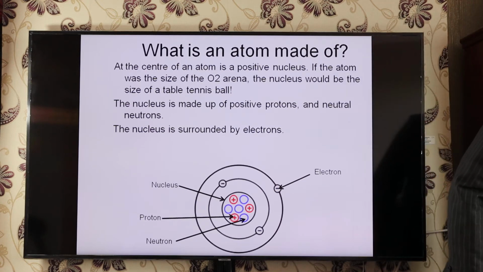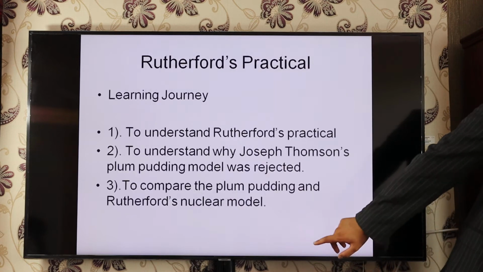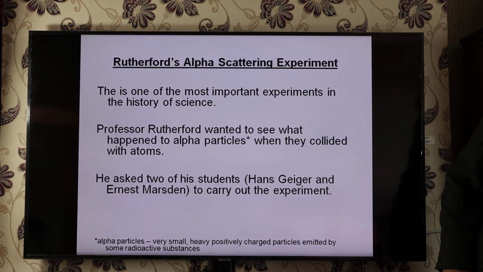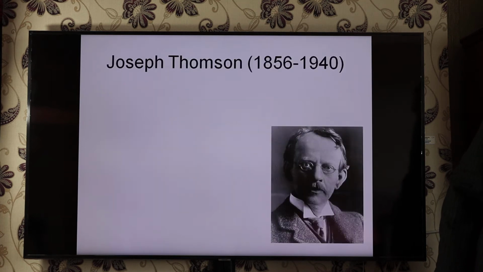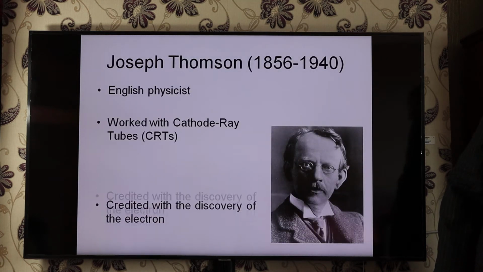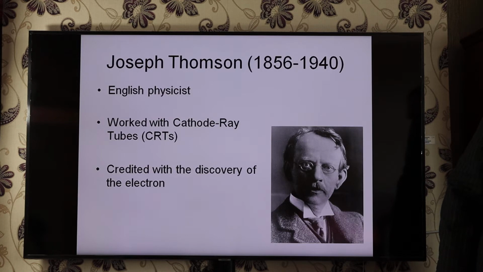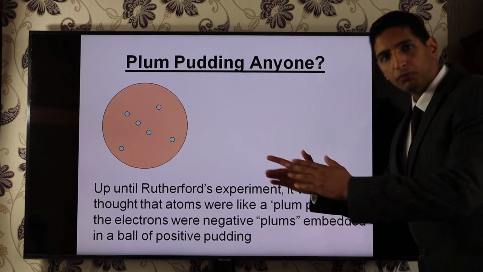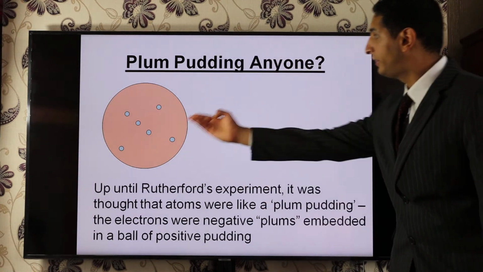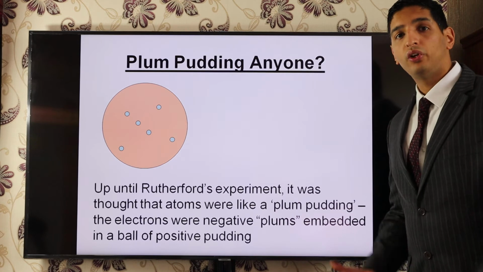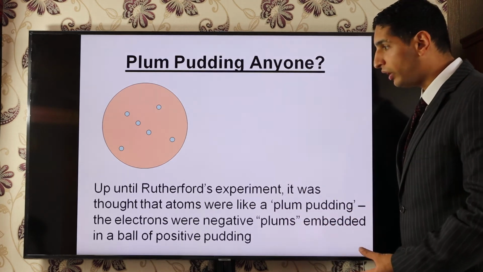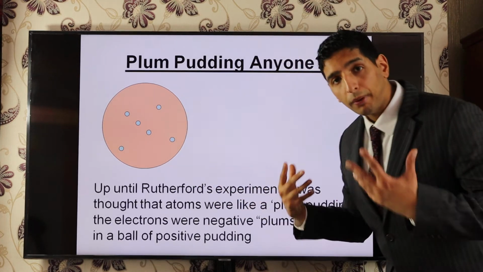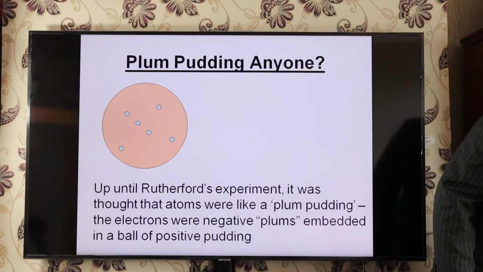Now, this model atom that you see here wasn't always believed to look like that. Believe it or not, this scientist here, who discovered the electron, was famous for this model. He said the atom looks like this, and they called it the plum pudding model. He said we've got negative electrons surrounded by positive pudding. But of course this wasn't true.